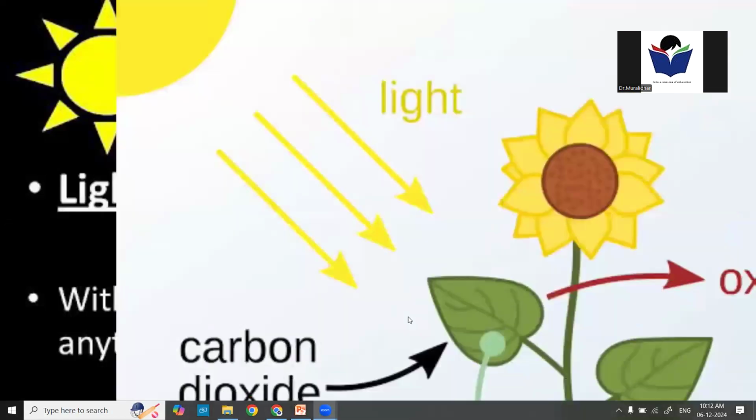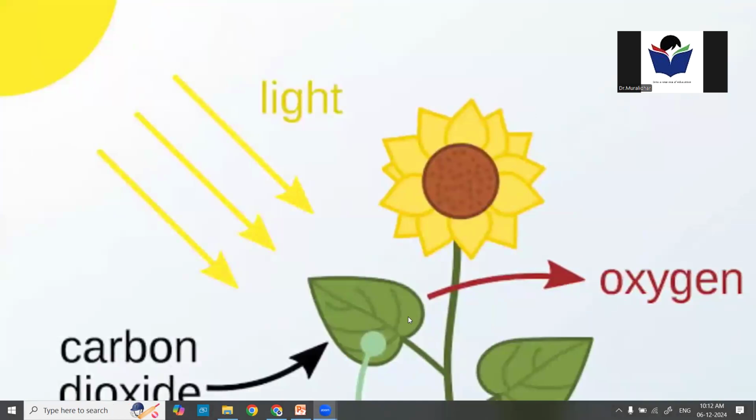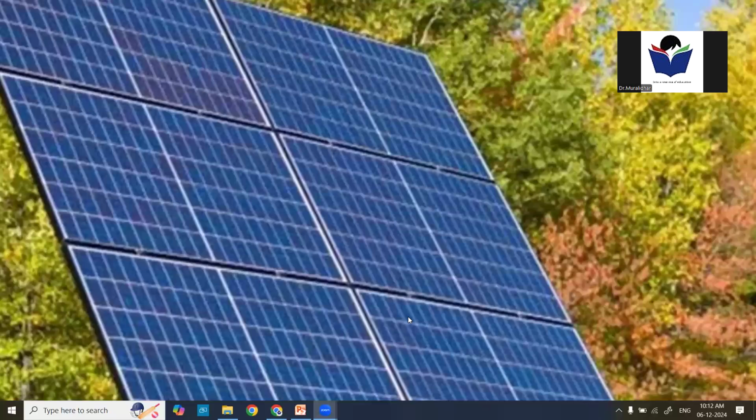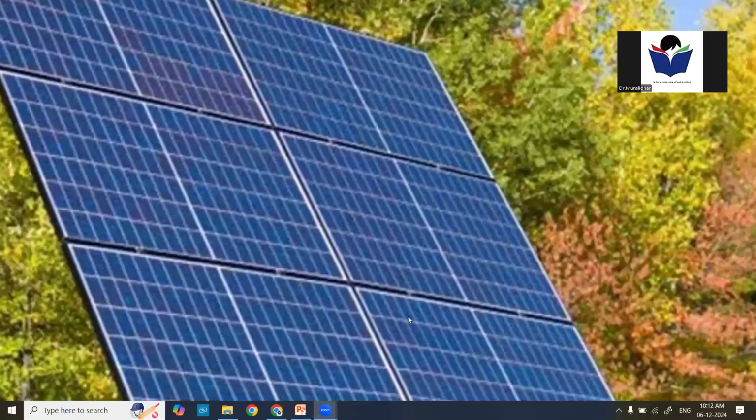Children, the plants convert the light energy into chemical energy by the process of photosynthesis. And light energy can power the solar batteries also that we use to make electricity. So light is also a kind of energy.